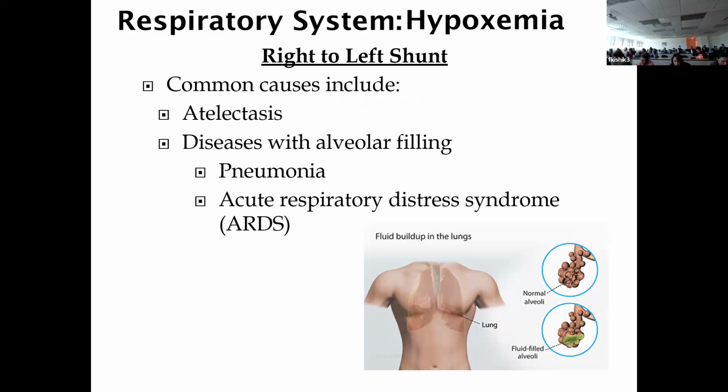So common causes for right to left shunt include atelectasis. What's atelectasis? Collapse of lung. Collapsing on itself, so that area is not going to have oxygen exchange. You can get hypoxic from atelectasis. Diseases with alveolar filling are pneumonia or ARDS. Crap in the lungs, fluid buildup. You're going to have reduced exchange of oxygen and CO2.